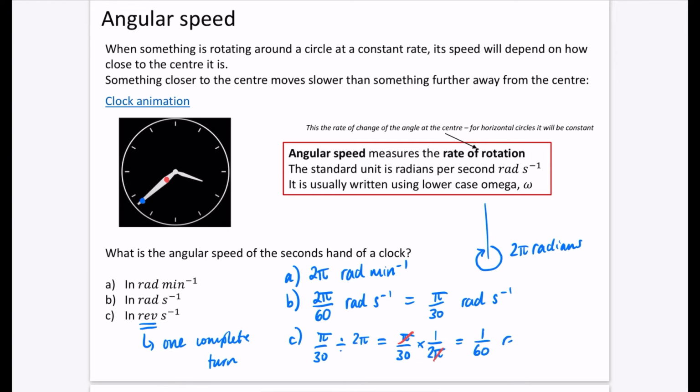And we're going to try and explain why that makes sense. We've got 1 over 60 revolutions per second. Well, why is it 1 over 60? Because it's the seconds hand of a clock, and we're saying how much of a circle, how many revolutions is it doing every second?